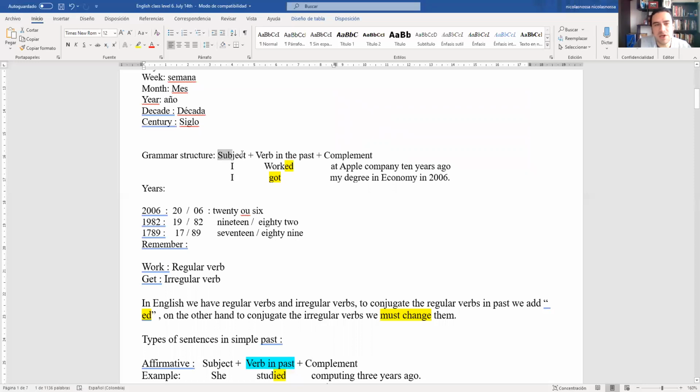Remember the grammar structure of the simple past. We always need a subject, siempre un sujeto, the verb in past, el verbo en pasado, and the complement. That's why it's simple, because it's only subject, verb, and a complement. Example: I worked. Hicimos énfasis en la pronunciación del ED con las lecturas. I worked at Apple Company 10 years ago. Aquí está la expresión ago, hace 10 años.